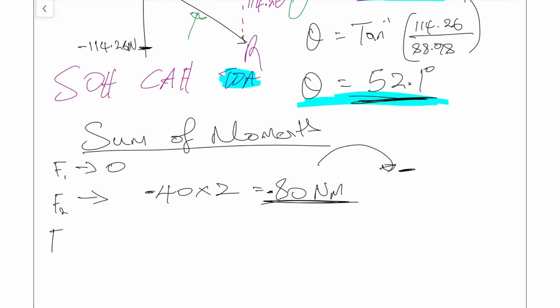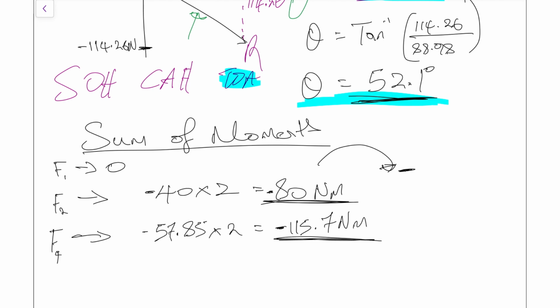Then for the next force, I'm just going to skip to F4 because the other one was 0 as well. We had the components, which were the horizontal, which was 57.85. So that's going to be 57.85 multiplied by the perpendicular distance of 2, which we talked about previously. And that turns out to be negative 115.7 Newton meters. And I will explain why I'm using negatives here in a second.